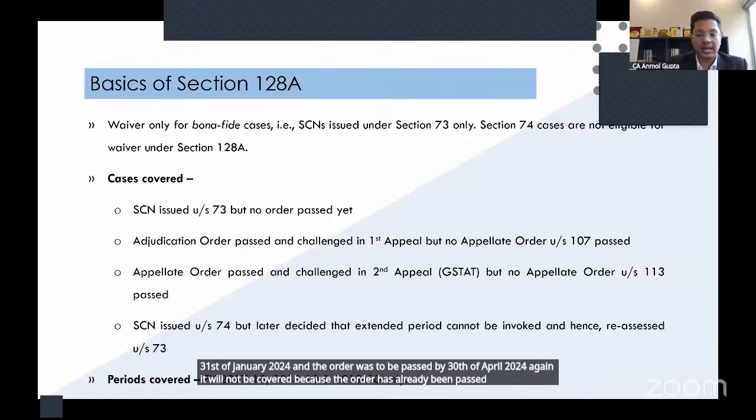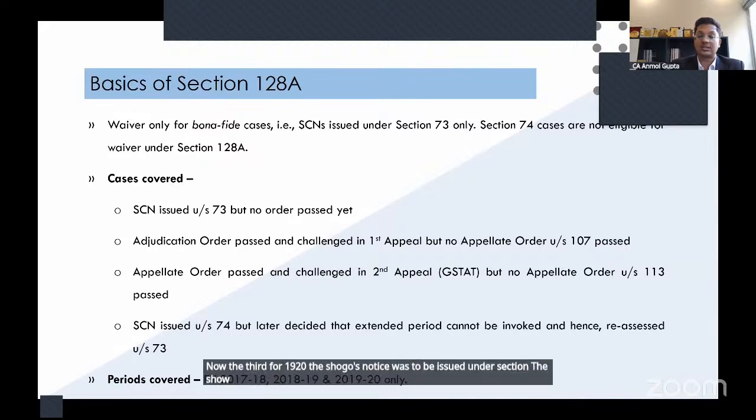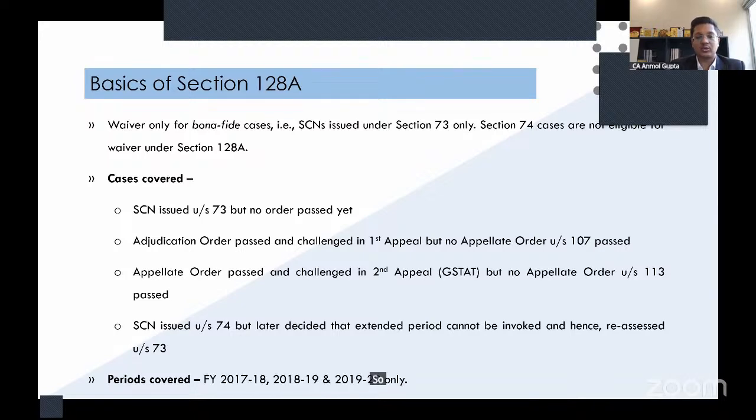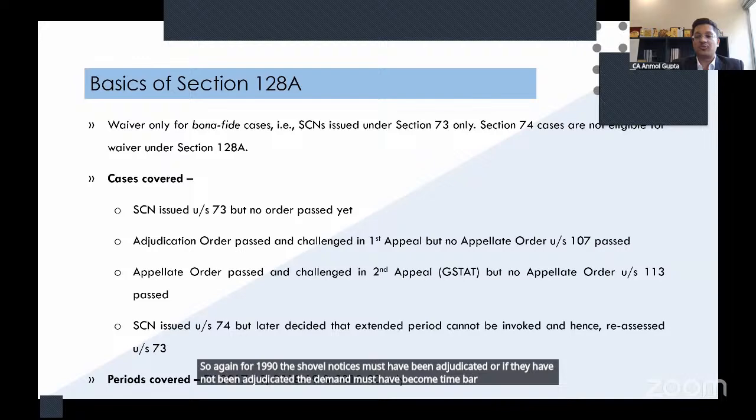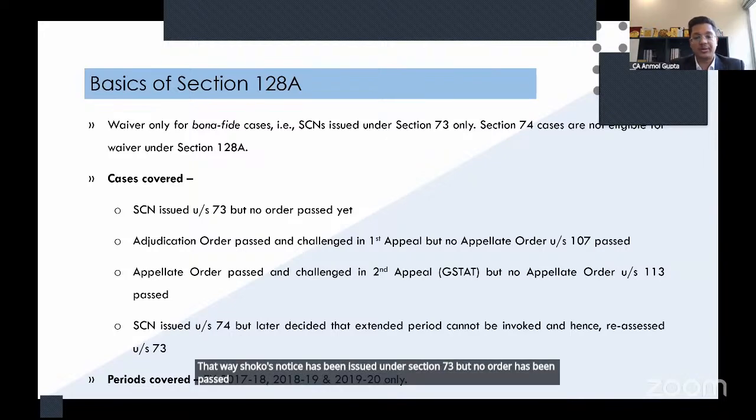Now, for 2019-20, the show cause notice under section 73 was to be issued on or before 31st of May 2024, and the order was to be passed by 31st of August 2024. So again, for 2019-20, the show cause notices must have been adjudicated, or if they have not been adjudicated, the demand must have become time barred. So friends, what do you think will be the purpose of the government to specifically add this one point where show cause notice has been issued under section 73 but no order has been passed? Because as on the date of implementation of the scheme, there will be no such case. If the order is not passed till date, it has become time barred. Why will I opt for the scheme?